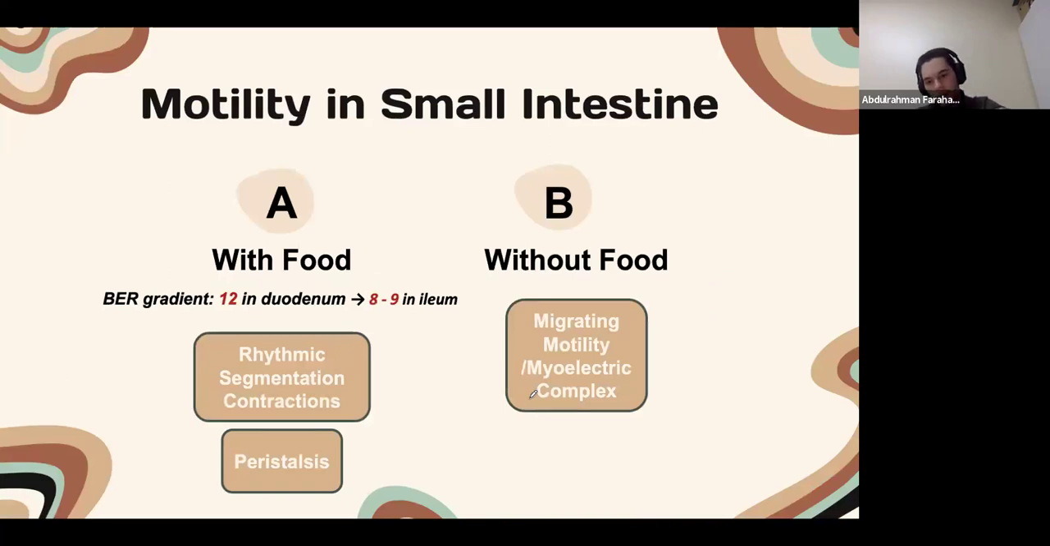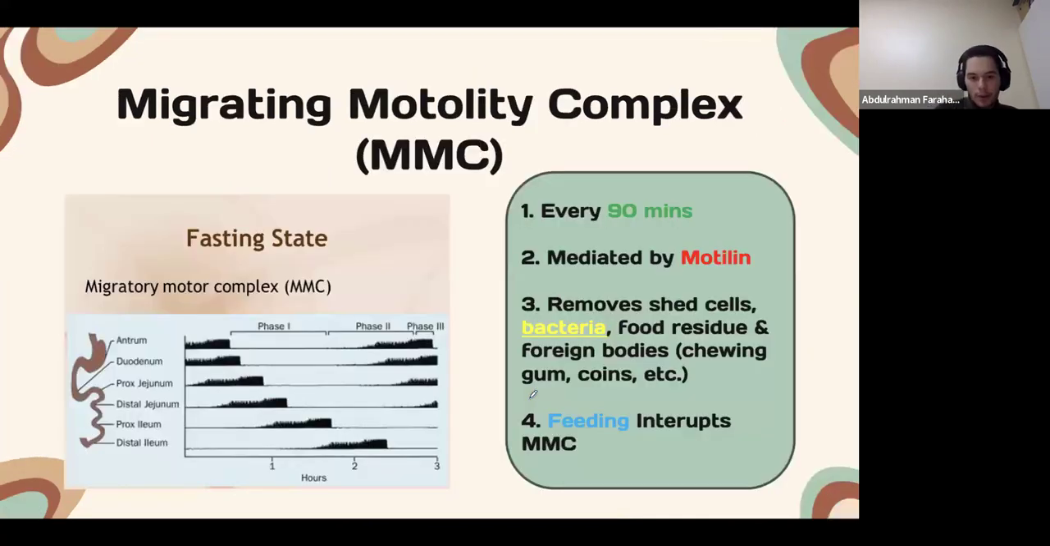Now, to the motility in the small intestine. We divided it into two parts: the small intestine when there is no food, and the small intestine when we have food, or when we are digesting material. When we don't have food, we are in a phase called the migrating motility complex. This is the motility that's happening continuously throughout the small intestine. It starts from the stomach. I'm pretty sure you took it in the gastric motility lecture. So it starts from the stomach, and it continues all the way to the small intestine.